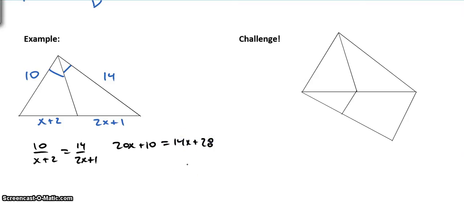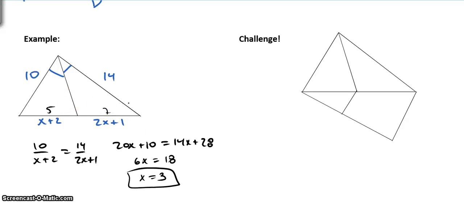We should be getting pretty good at solving these proportions by now. Subtract 14x from both sides. Subtract 10. Divide by 6, and x is 3. So if the direction said solve for x, we'd be in good shape. If the direction said otherwise, find the length of each piece, we could put in 3, and we could find this to be 5, and this to be 7.